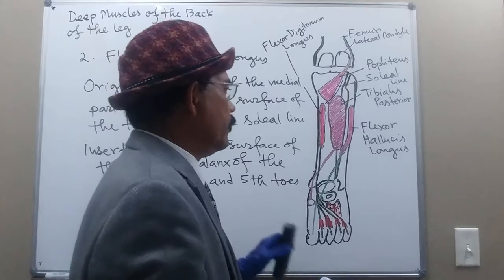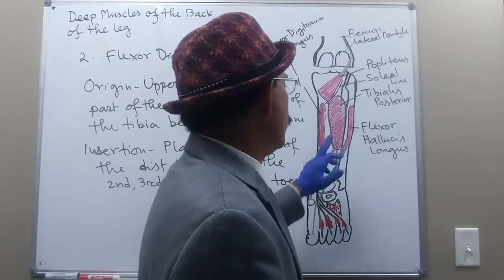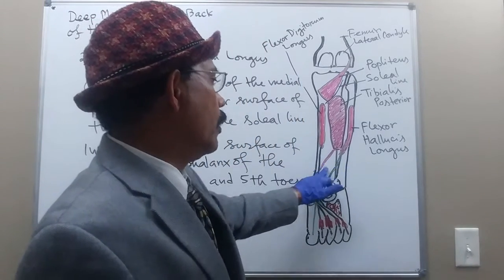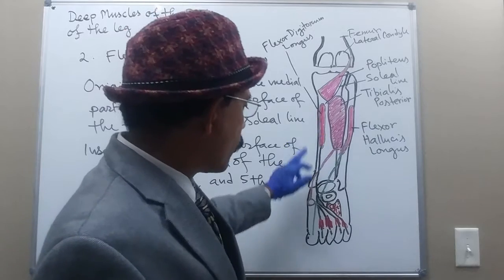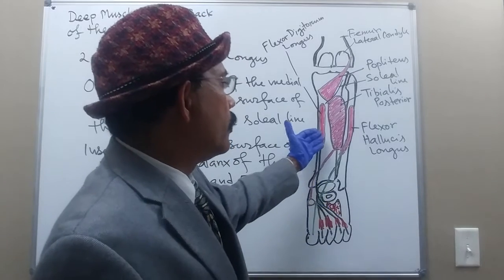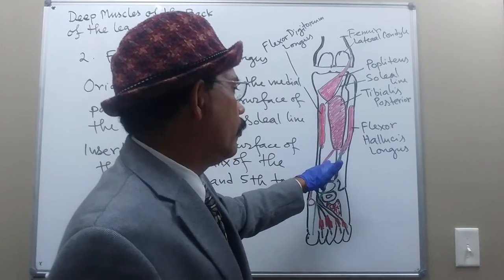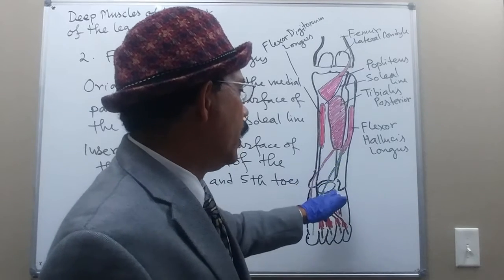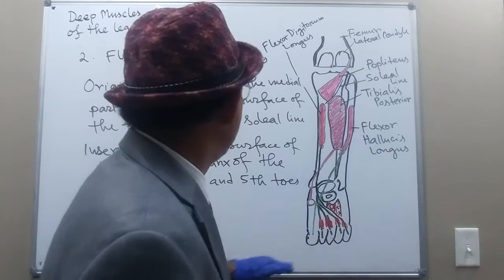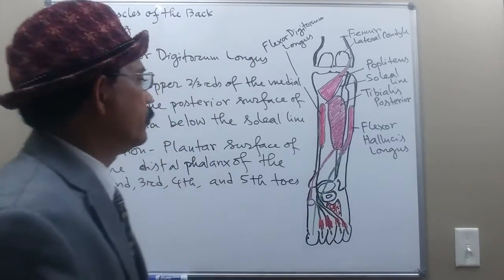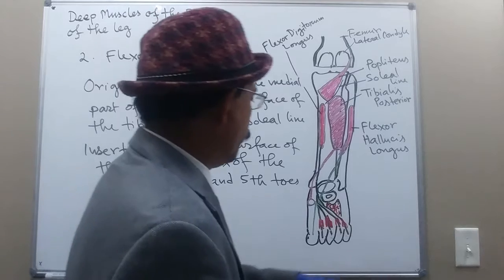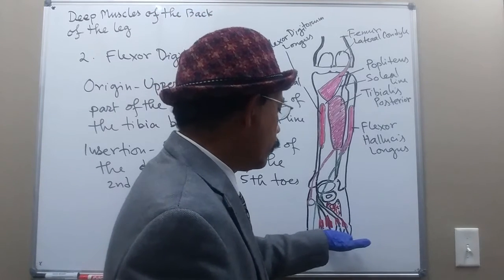You have to remember that its insertion is a tendon. This tendon crosses the tendon of Tibialis Posterior in the lower part of the leg, and it crosses the tendon of the Flexor Hallucis longus in the sole. So this tendon crosses two other tendons: the Tibialis Posterior in the leg, and the Flexor Hallucis longus in the sole of the foot. Also, we have to remember that here this tendon gives rise to 4 tendons for the distal phalanx of the 4 toes.